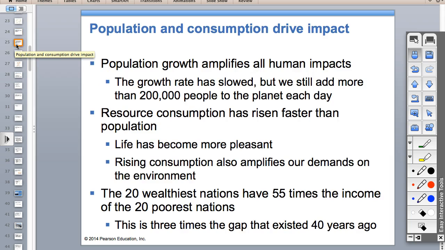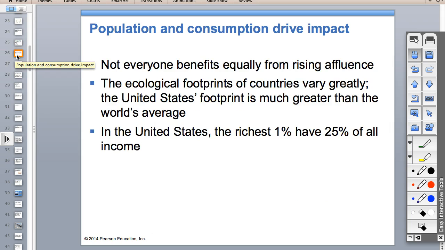Population growth makes all of these problems worse. We add 200,000 people every day to the planet, 200,000 more people. And most of these people are born in developing countries, the countries that actually can't support them. So that's very interesting. Our life has become more pleasant, but as our lives become more pleasant, we use more things to make it more pleasant. Not everybody benefits equally. Like I said, if everybody on Earth lived like Americans, we would need 4 Earths. We can live the way we live because we're doing it at the expense of other people in poverty.